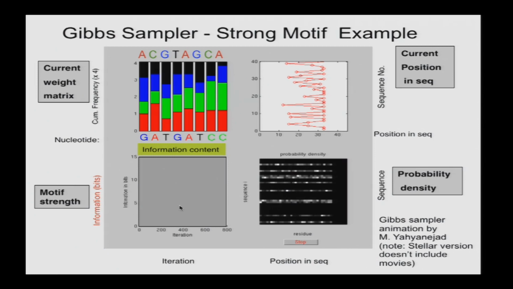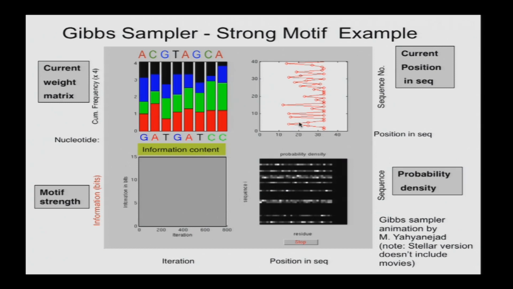Okay, so the upper part shows the current weight matrix. Okay, so notice it's pretty random looking at the beginning, and the right parts show where the motif is, okay, or the position that we're currently considering.